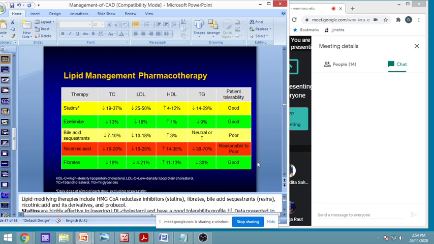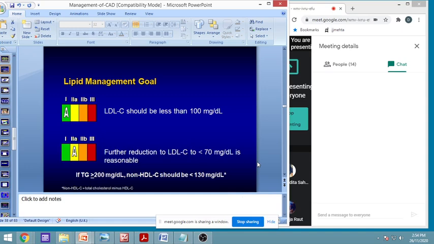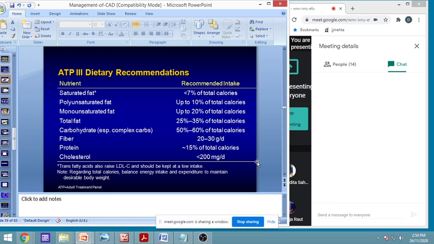So these are the various drugs used for lipid management. They are very important. And what are the goals, why are we giving these? We want to maintain the lipid level. The goal is LDL should be less than 100 mg per dl, and further reduction of LDL-C to less than 70 mg is reasonable. So for that we are giving treatment, and it can be achieved.